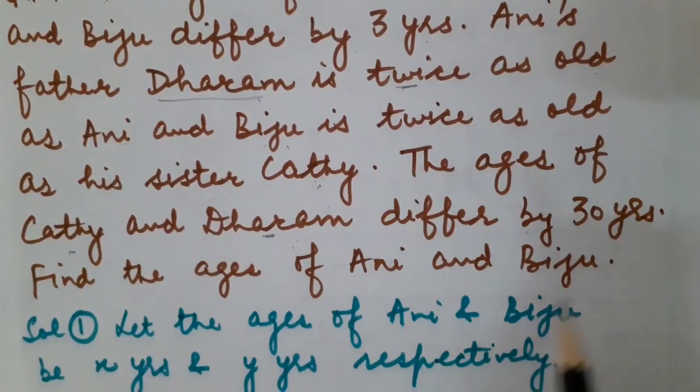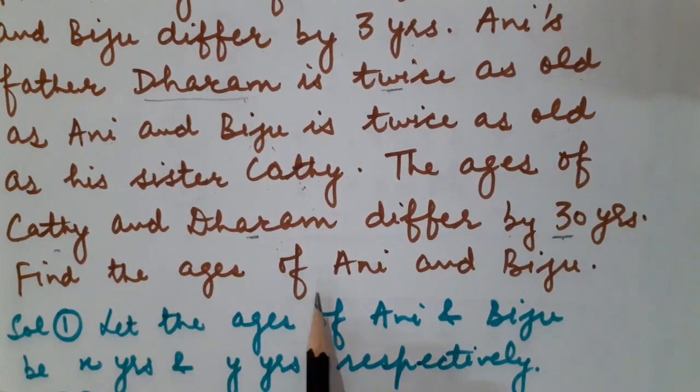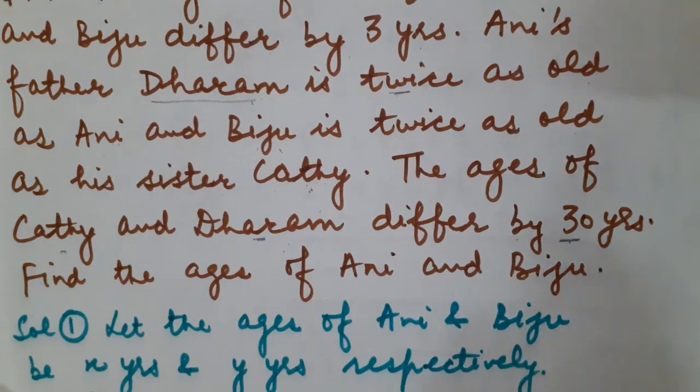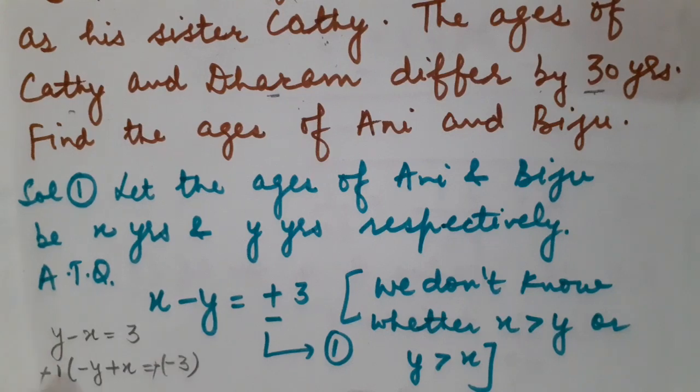They are compared. What is the difference between their ages? That is 30 years. Now find the age of Annie and Biju. Understood the statement? Now children, let us start its solution.